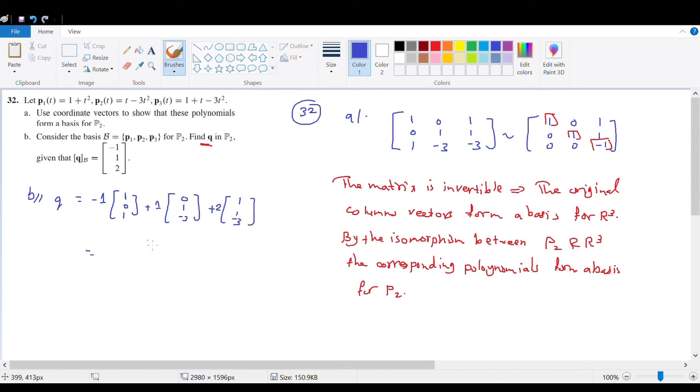So from here we get 1, 3, minus 10. So q(t) is equal to 1 plus 3t minus 10t squared. So this is our q(t) given the coordinate vector of q is -1, 1, 2. We just need to multiply -1 by the first polynomial plus 1 multiplied by the second polynomial plus 2 multiplied by the third polynomial, and we get this one.